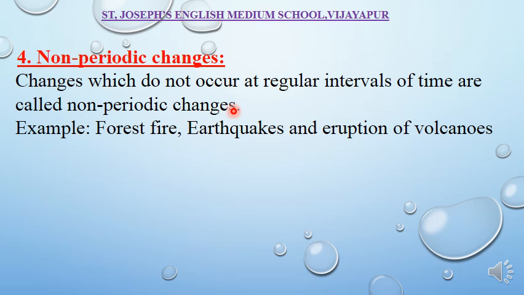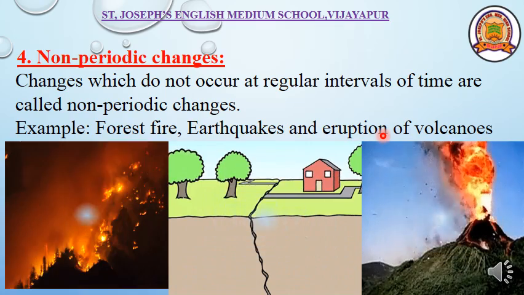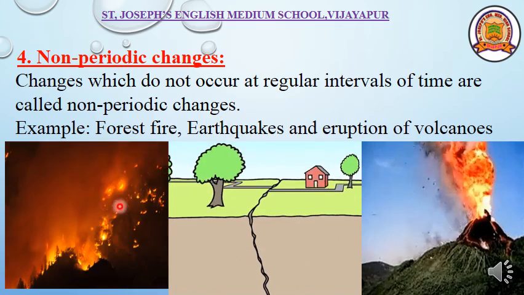At 2 o'clock it has to rain. After 4 o'clock it has to change into a bright sunny day. Is it possible somebody is going to put a timetable for the climate? No. Such changes are called non-periodic changes. Let us see a few more examples. Forest fire, earthquakes and eruption of volcanoes. All these are examples of non-periodic changes.